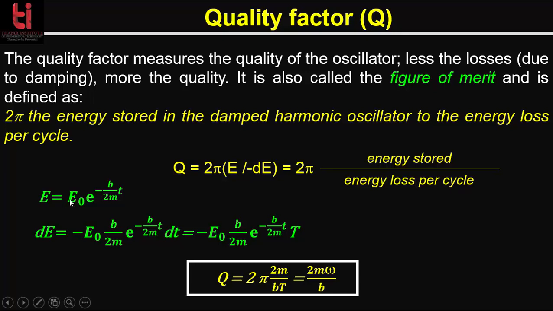Now E is equal to E0 into e to the power minus b by 2m into t, where t is the time. dE is equal to minus E0 b by 2m e to the power minus b by 2m into t into dt. Now this dt is a cycle of the oscillation, so you can replace this dt with capital T, the time period of the oscillation. Using this formula, you get Q, the quality factor, equal to 2 pi into 2m by bT. Here T is the time period, and this will be equal to 2m omega by b, as omega is equal to 2 pi by T, where T is the time period.